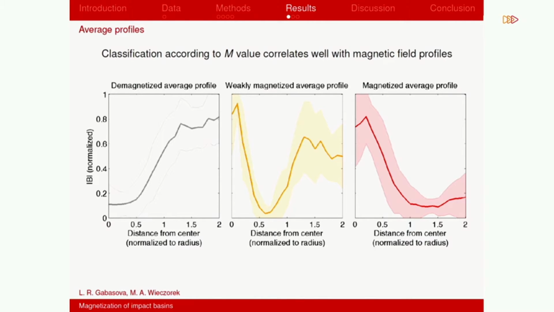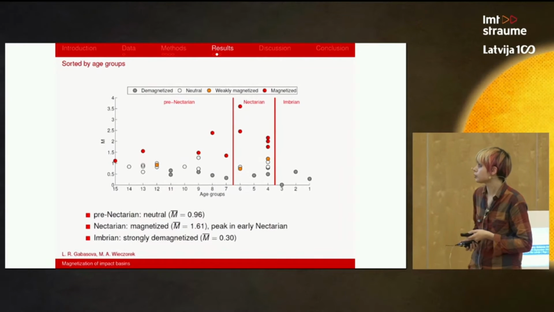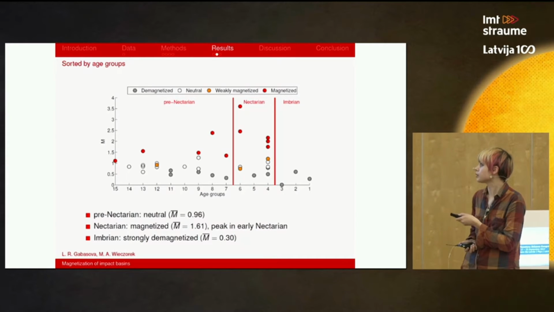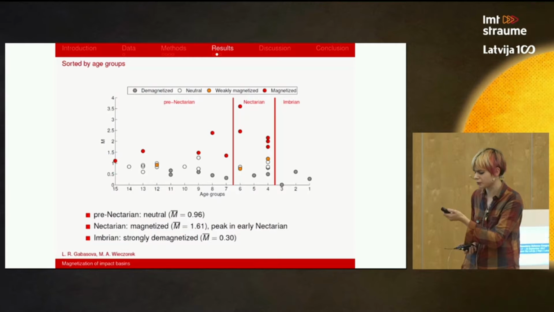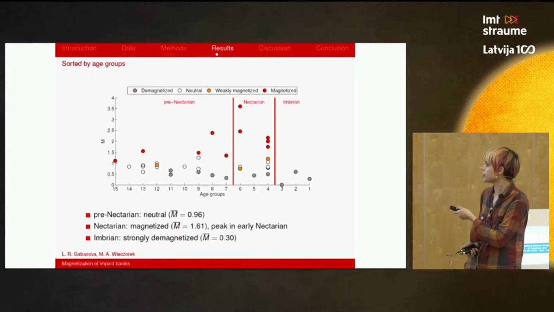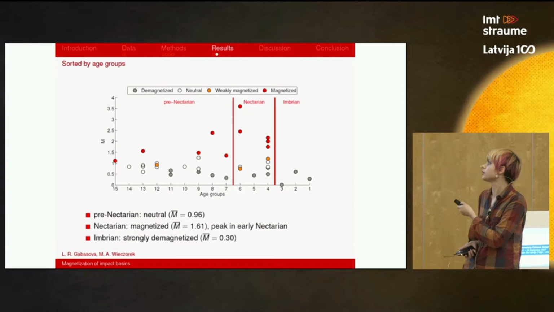Now, if we look at those basins that have a relative geological age, here we can first put them by age group. This graph shows the M values, and they are colored according to whatever category they were assigned by the statistical method.